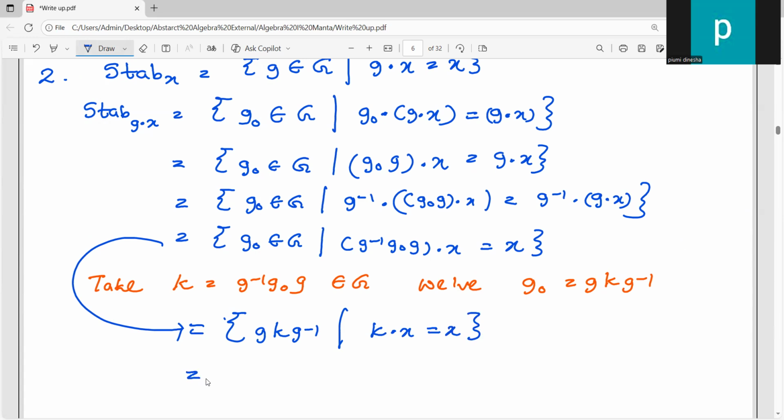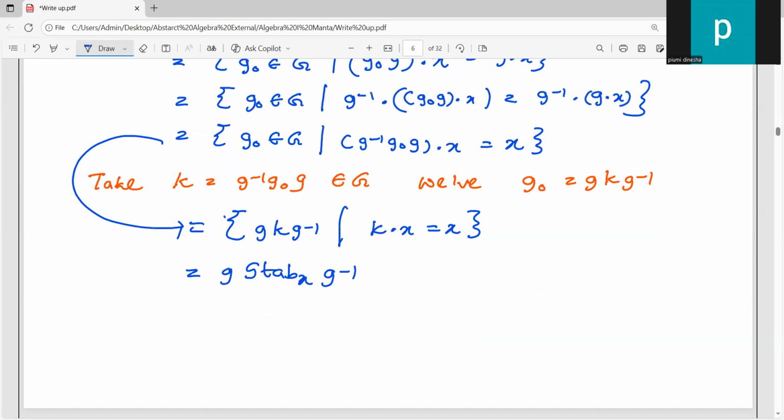What do we have over here? k dot x equals x. So k fixes x. k belongs in the stabilizer of x, in other words. So what you have over here is g times any element in the stabilizer, so stab x times g inverse. Right?